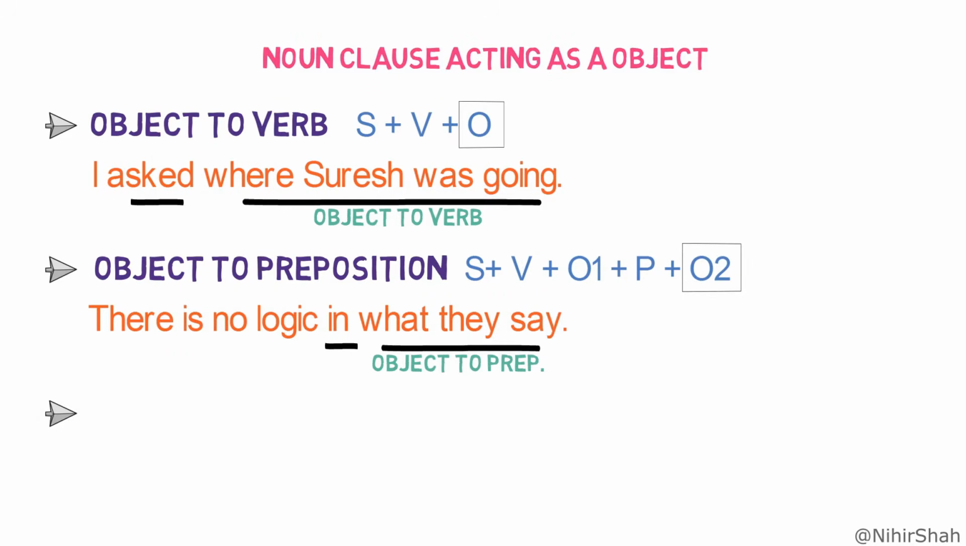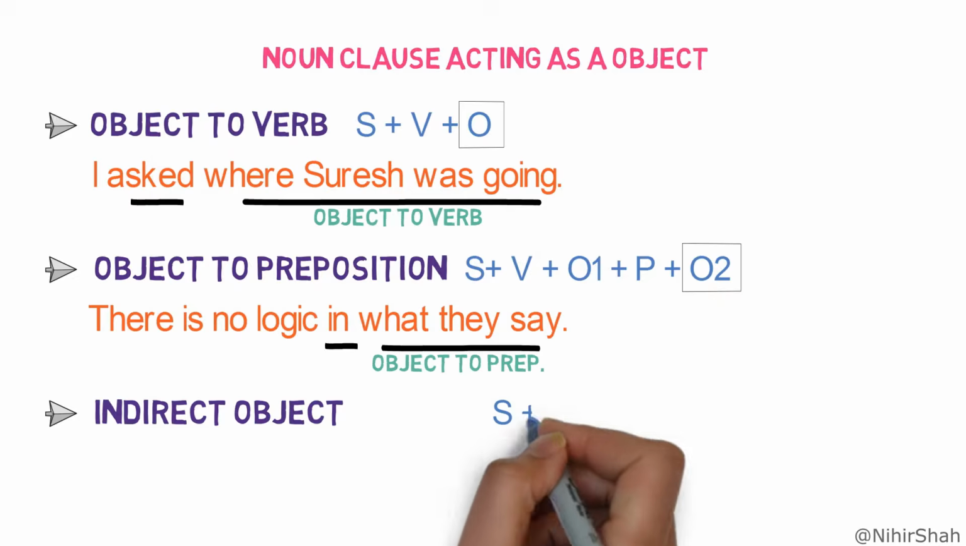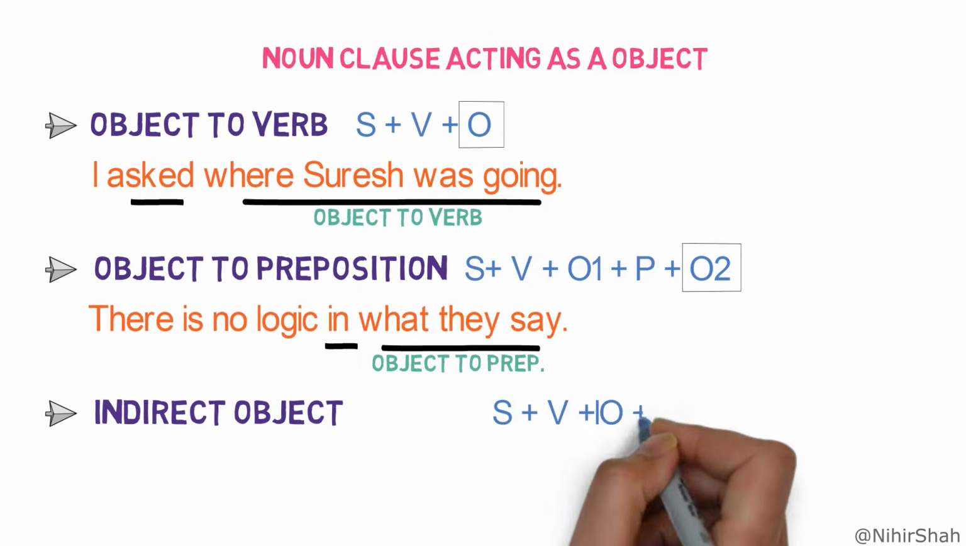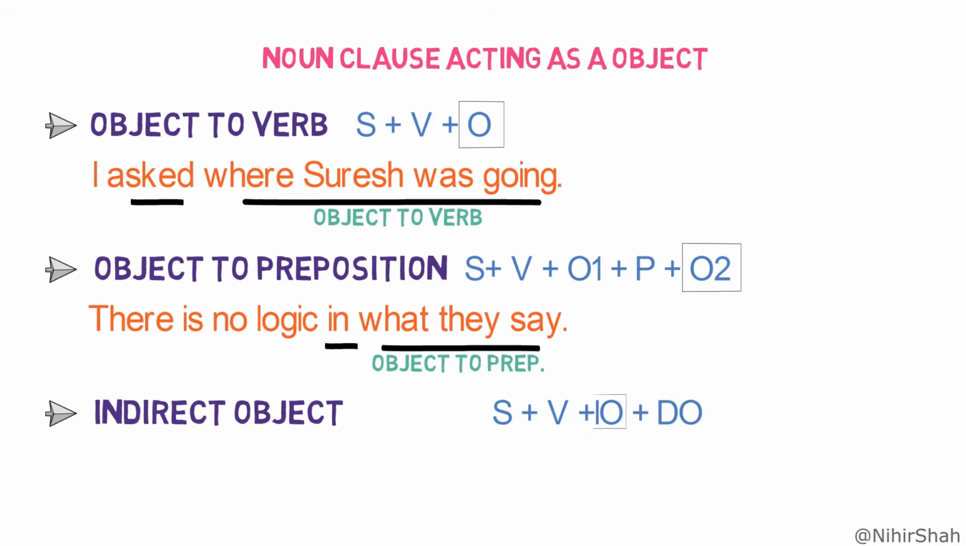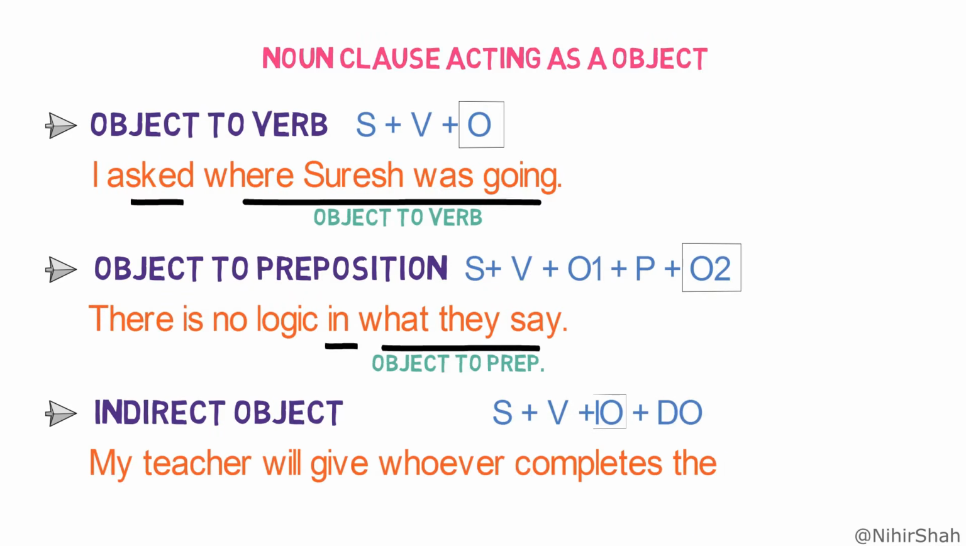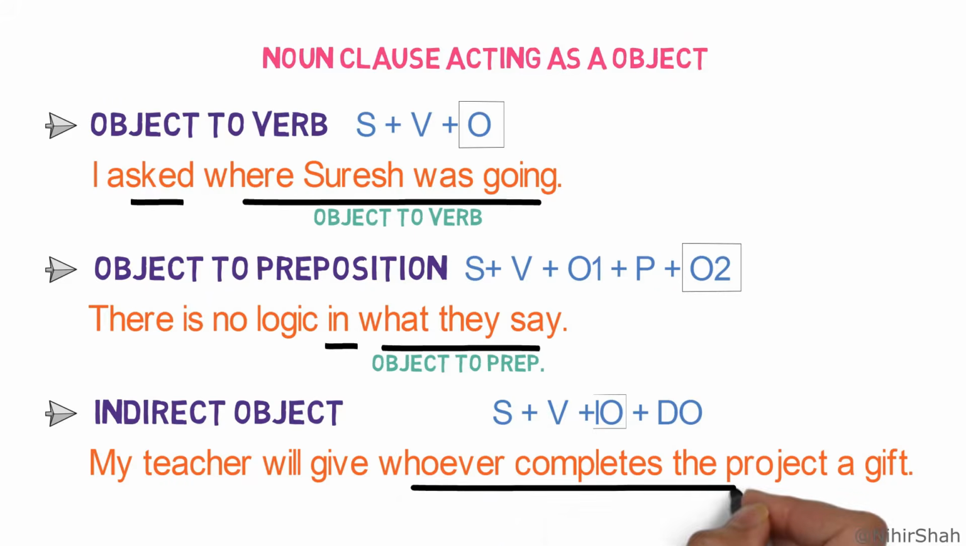Number 3, indirect object. Here, the sentence structure is subject plus verb plus indirect object plus direct object. For example, my teacher will give whoever completes the project a gift. Here, the clause whoever completes the project is acting as an indirect object. So in this way, a noun clause can act as an object in the sentence.